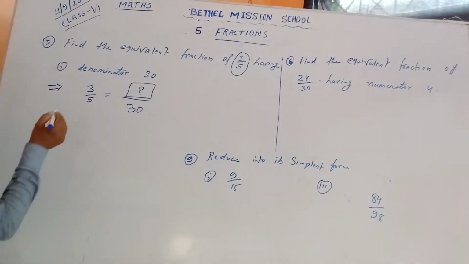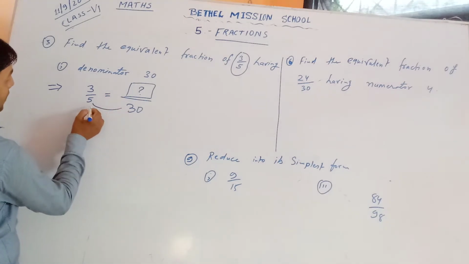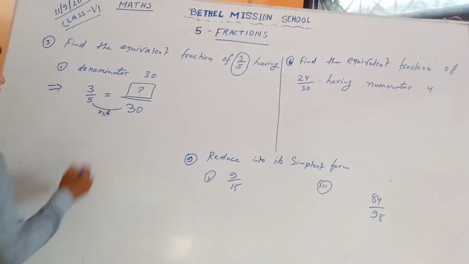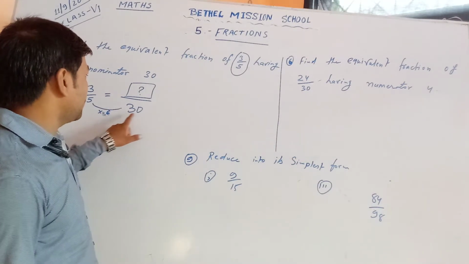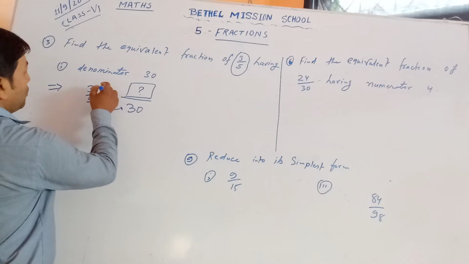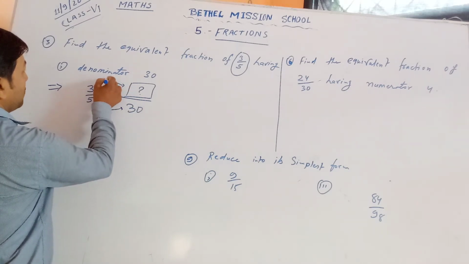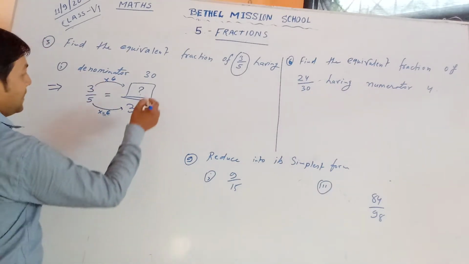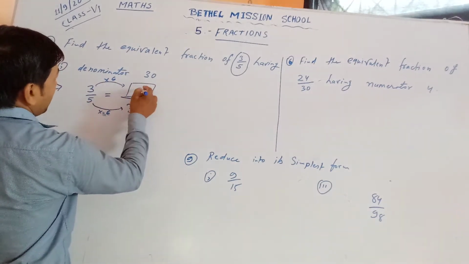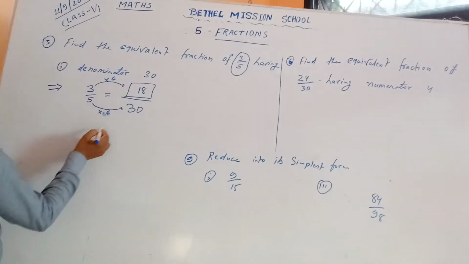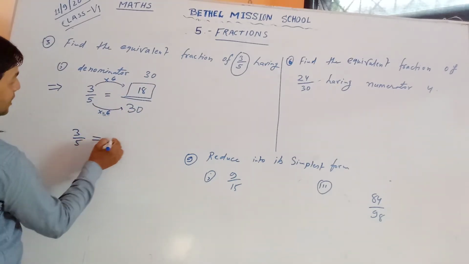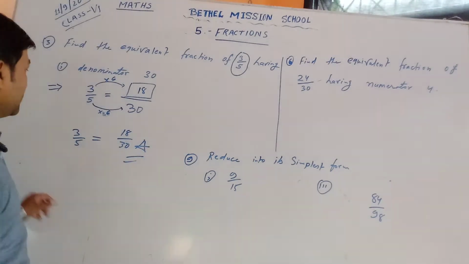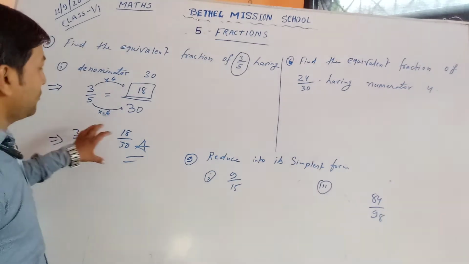Okay, now have a look carefully. 5 is multiplied by 6. 5 multiplied by 6 we get 30. So by which you multiply the denominator, also multiply the numerator by 6. 6 times 3 is 18. So 18 will be the answer. Here you can write 3 upon 5 equals 18 upon 30. This is the equivalent fraction of 3 upon 5.